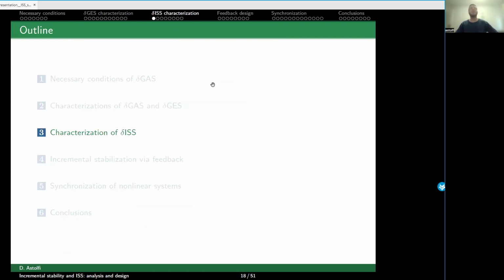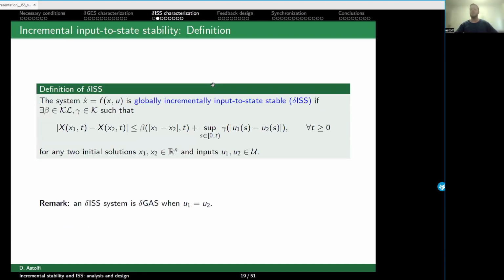So without further ado, I will now go to the similar characterization in terms of incremental ISS properties. Now we say that a system is incrementally input-to-state stable if we can find a class KL function and a gamma function such that the difference between any two trajectories is upper bounded by the sum of two terms. The first term is again a class KL function which is decreasing in time and depends on the difference of the initial conditions.